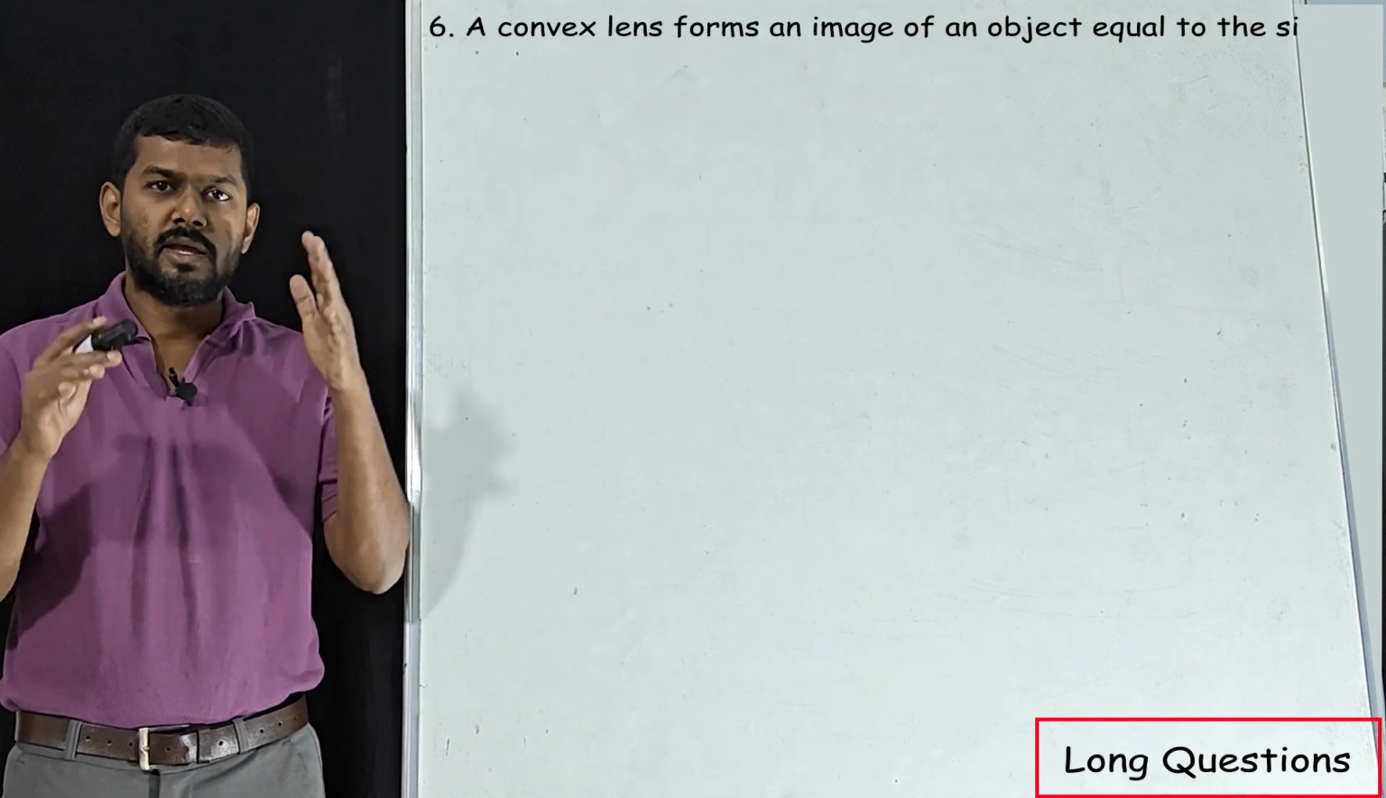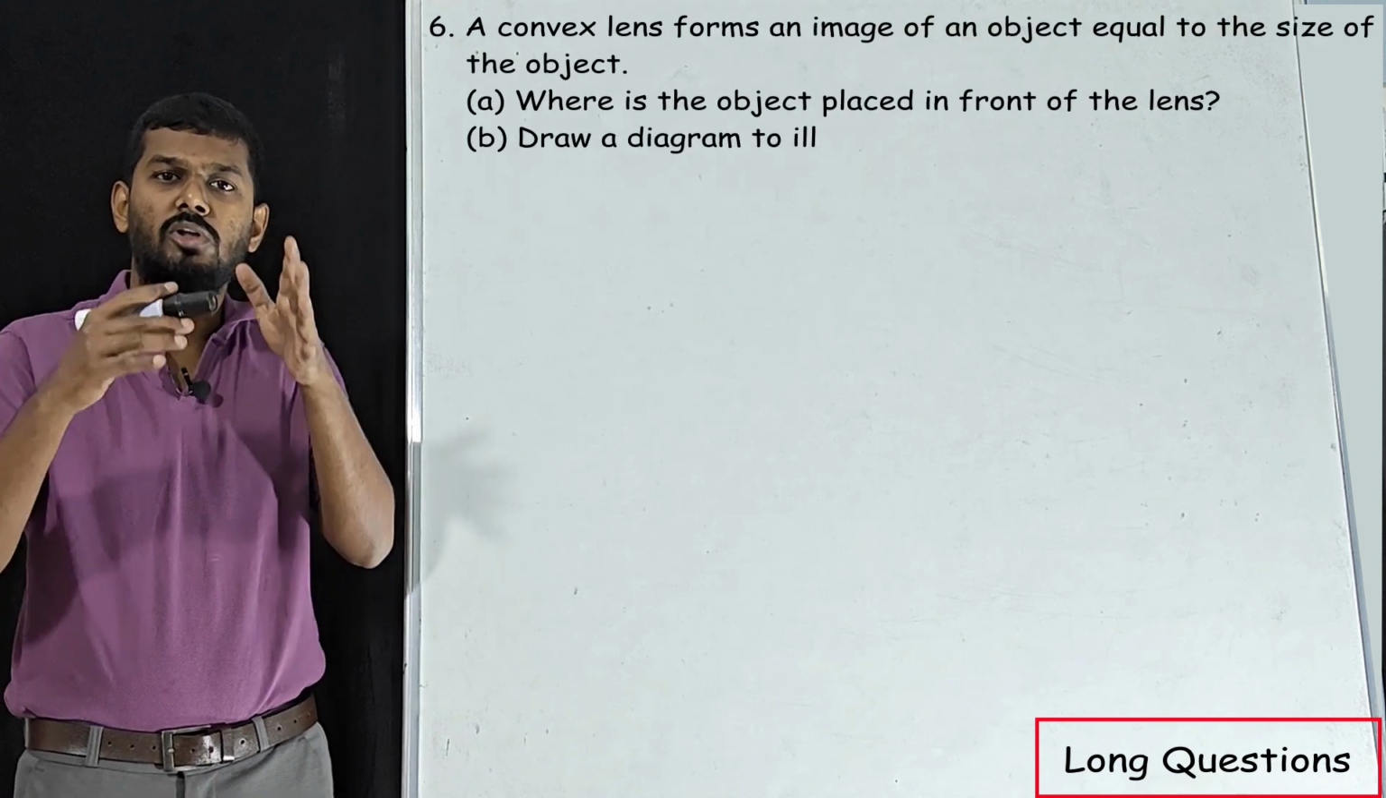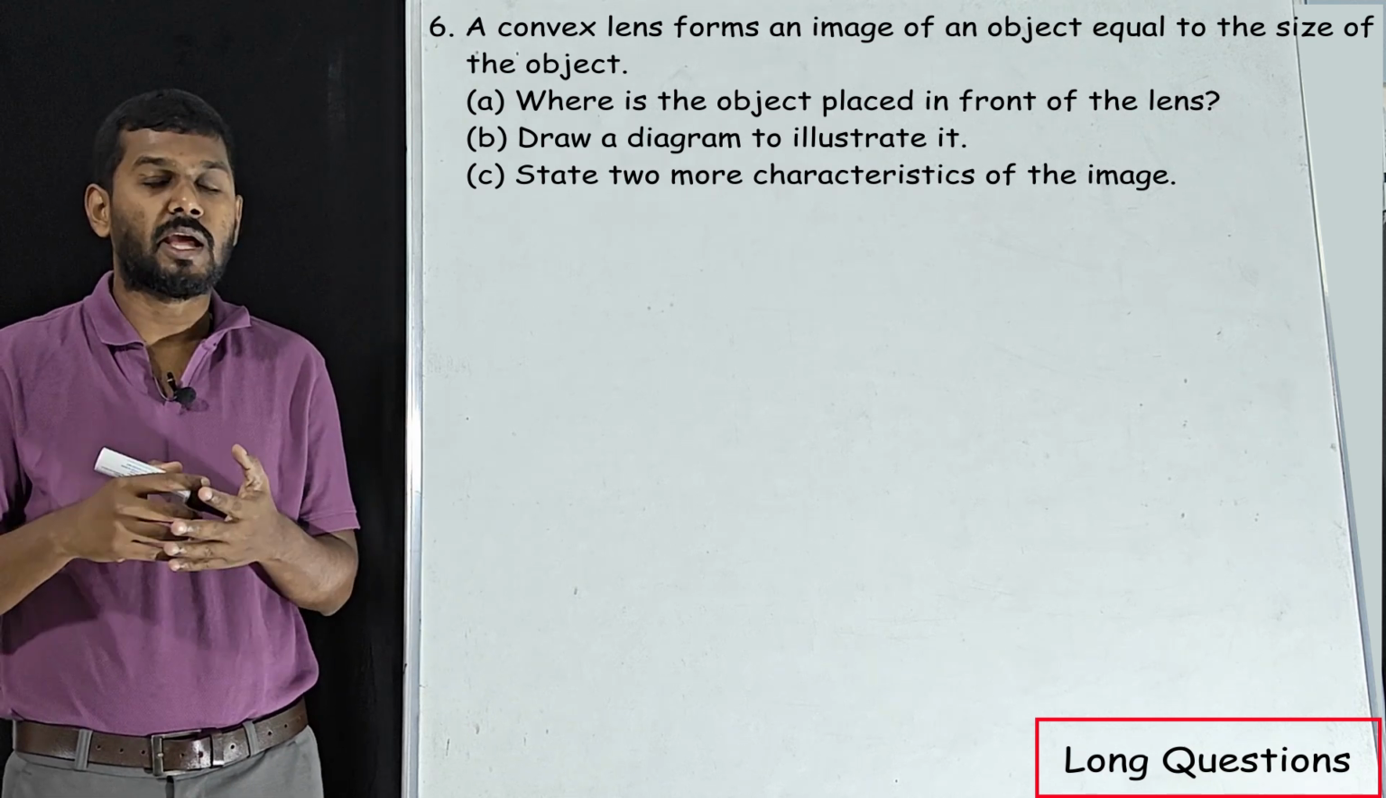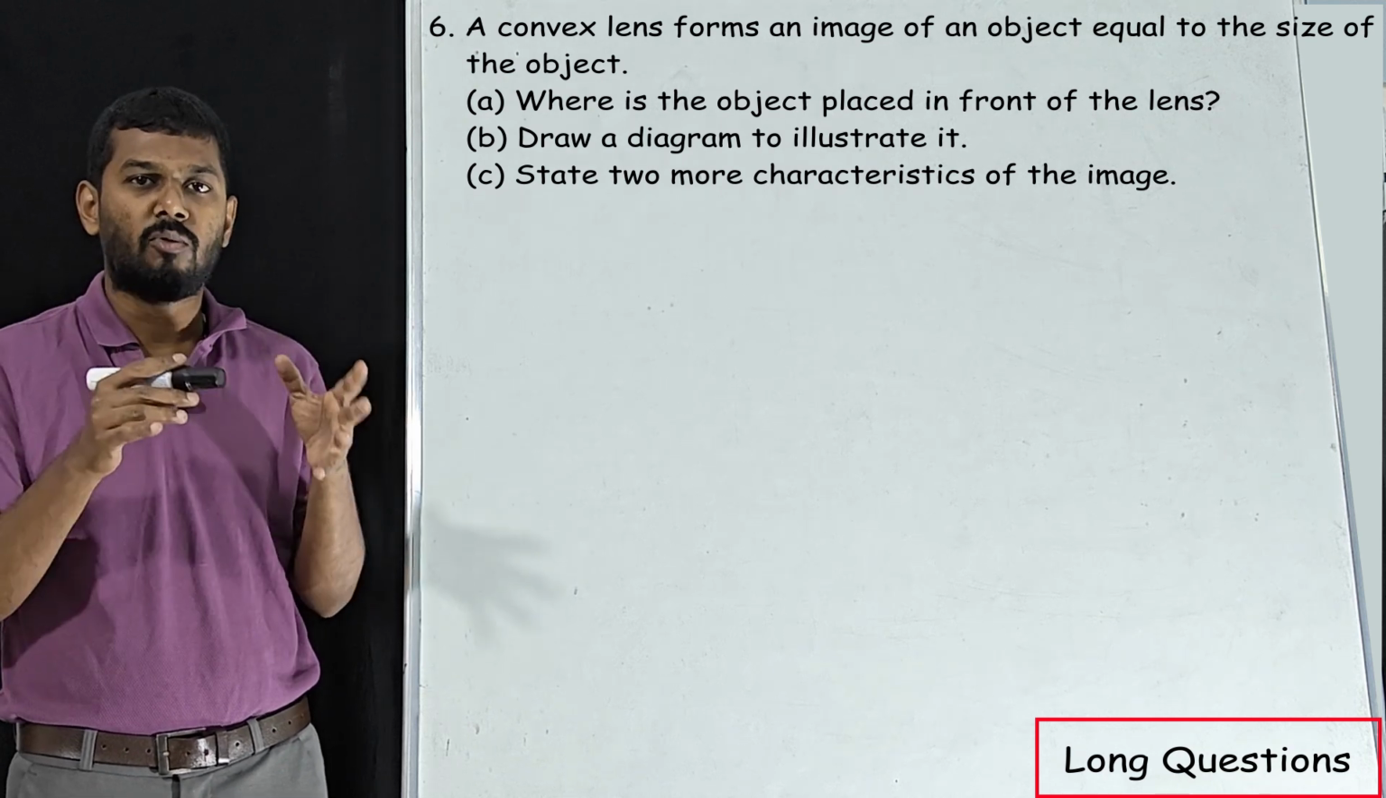Our next question: here also they are not talking about the object distance, where the object is placed, or where we are going to get the image. Instead, he has given one hint. What is that?